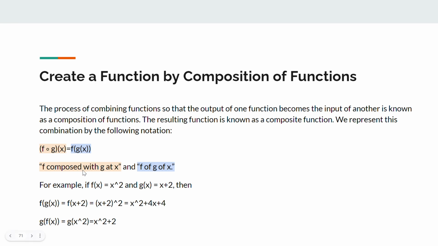For example, if f of x is equal to x squared and g of x is equal to x plus 2, then f of g of x is going to be equal to f of x plus 2, which turns out to be x squared plus 4x plus 4. And the same thing with g of f of x: it is going to be equal to g of x squared, which is just x squared plus 2.